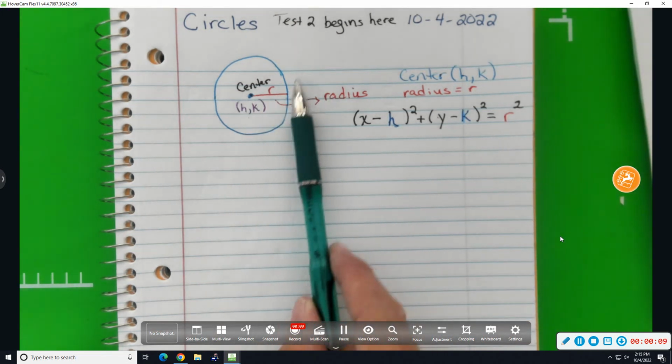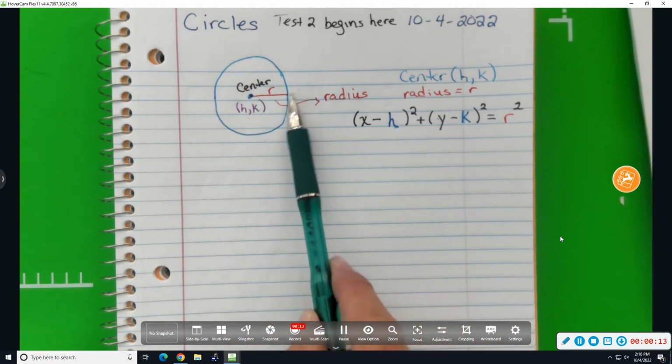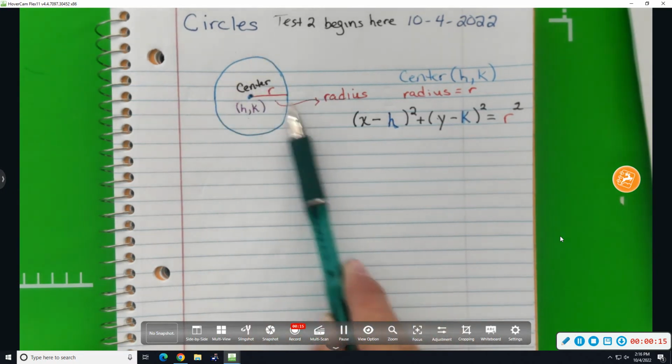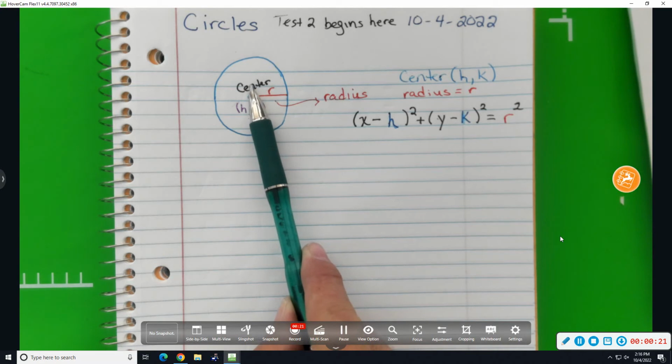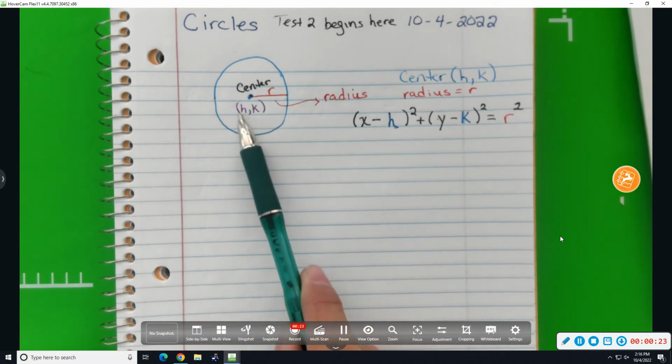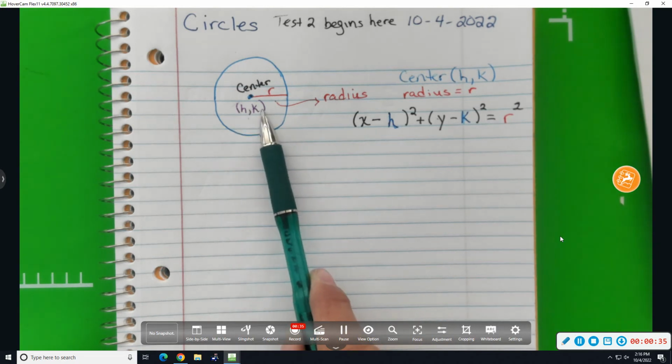I'm assuming all of y'all have a general idea of what a circle is. It's a set of all points that are equidistant from some fixed point. That fixed point we call the center, and I'm abbreviating it. It's an ordered pair, x, y. I'm going to call it H, K instead of X, Y. I guess we could have done X1, Y1 the way we do with lines. We'll use H and K.